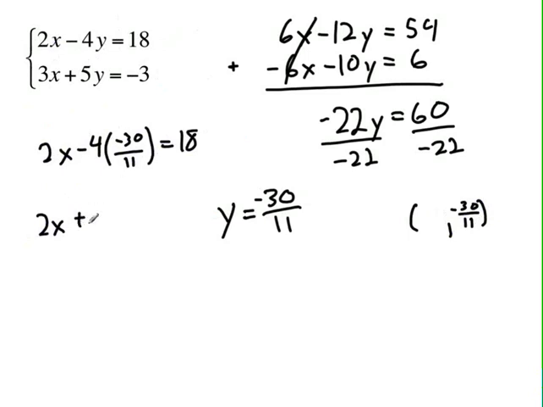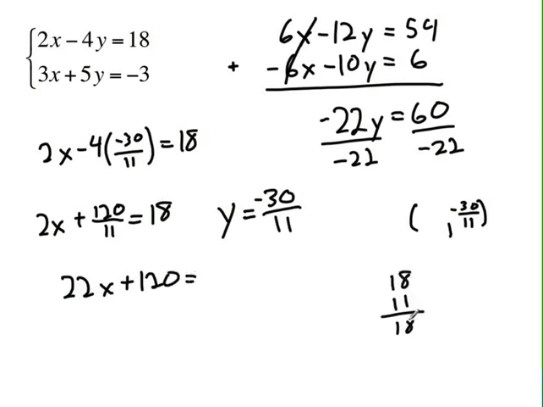plus 120 over 11, and that equals 18. I don't like this fraction, so I'm going to multiply both sides by 11, which will end up giving me 22x plus 120, and that equals, well, 18 times 11 is going to be 18, and then another 18, which ends up giving me 198.